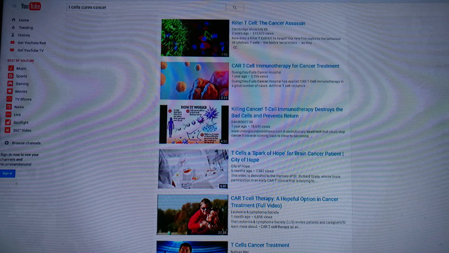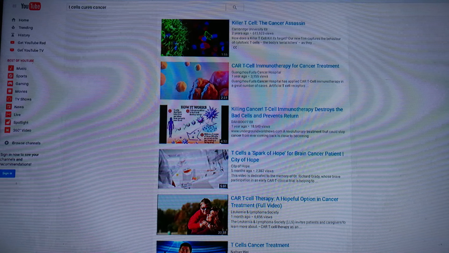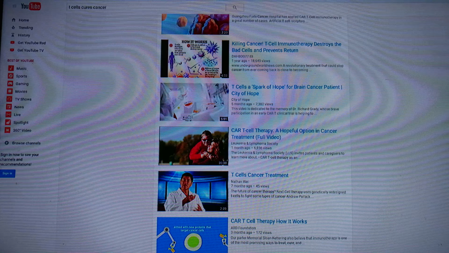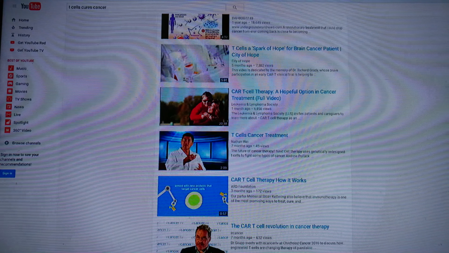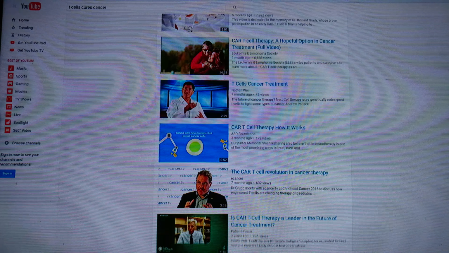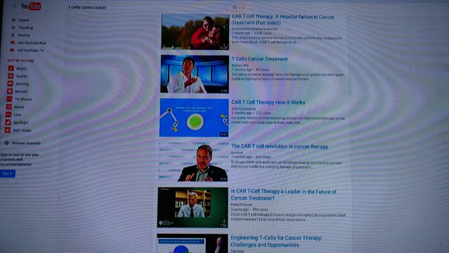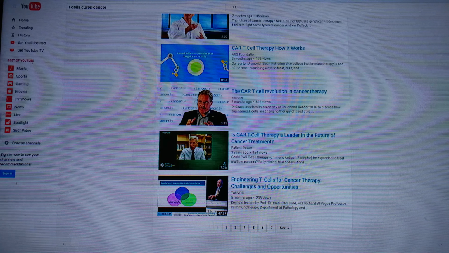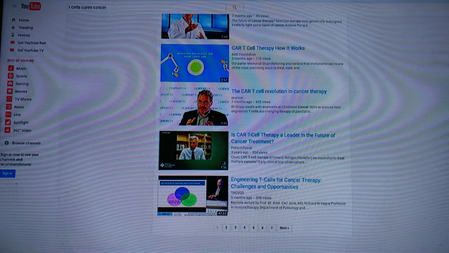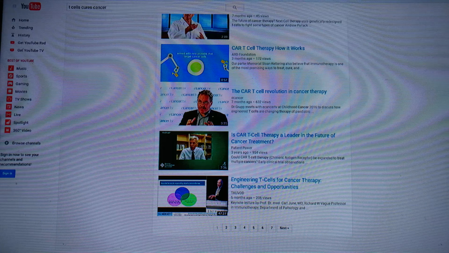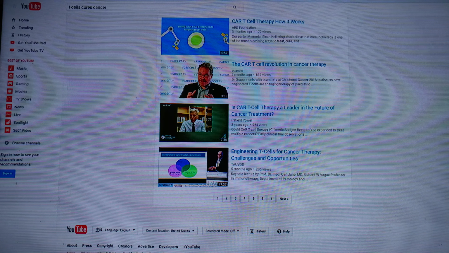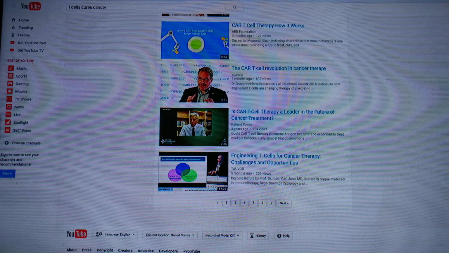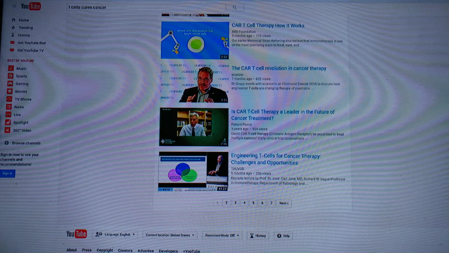A revolutionary treatment that could stop cancer from ever coming back is close to becoming reality. The CAR T-cell revolution in cancer therapy, 7 months ago. Be expanded to treat multiple cancers.